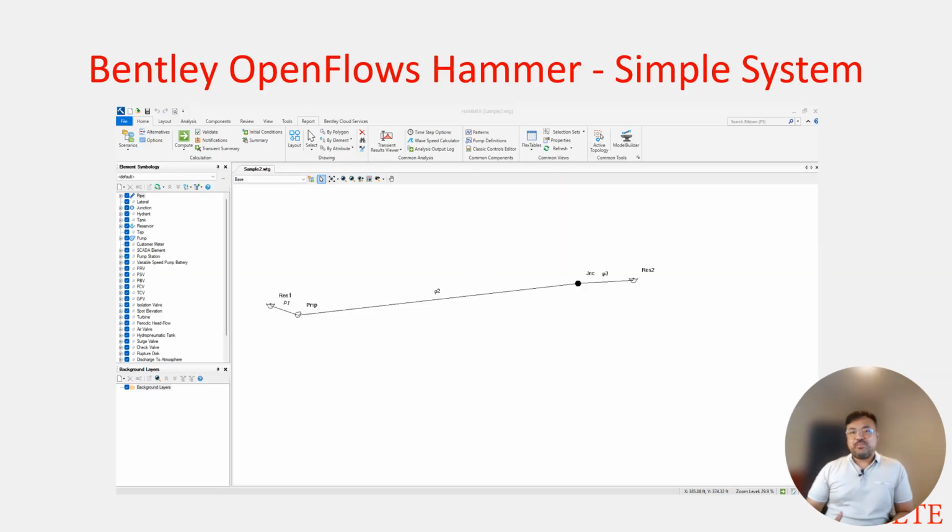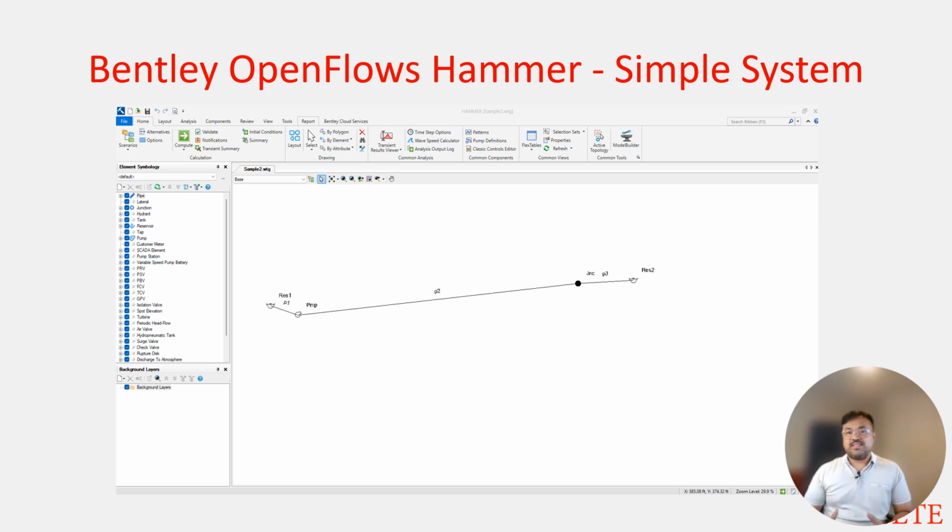Let's take a look at how Bentley OpenFlows Hammer works in practice. In this screenshot, we have a simple water distribution system consisting of a single pump and two reservoirs. Simple systems like this can also be calculated using the Joukowsky equation. The pump draws water from the first reservoir and delivers it to the second through a pipeline. This setup represents a common type of water distribution network, and it's a good starting point for understanding how transient events affect the system.